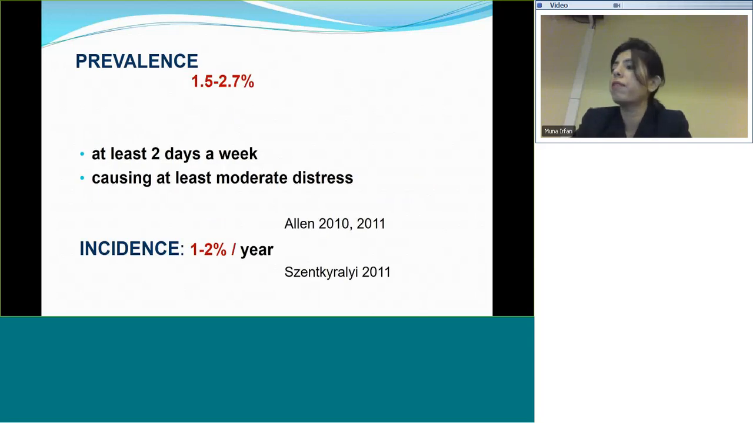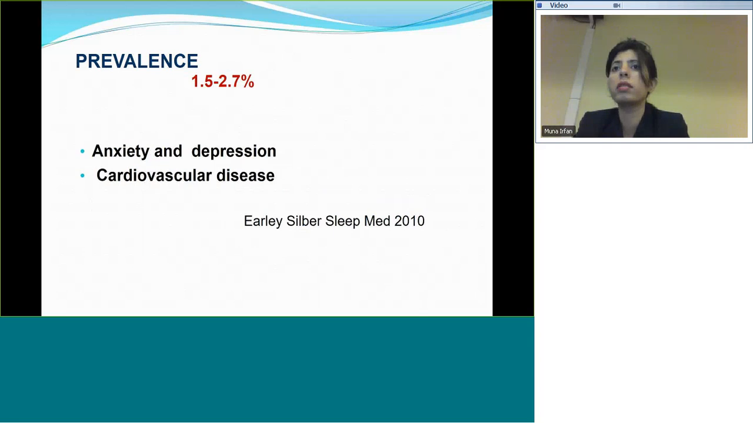So a little bit about the demographics. The prevalence of restless leg is roughly 1.5 to 2.7-ish. And typically we define it to be present at least 2 days a week and having some clinical impact, causing some distress. Incidence is about 1 to 2 weeks. So incidence is new onset of the disease process in the population, while prevalence is the overall occurrence of the disease, including the new and the old ones.